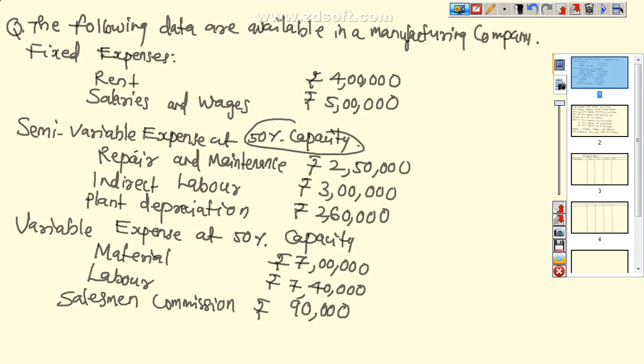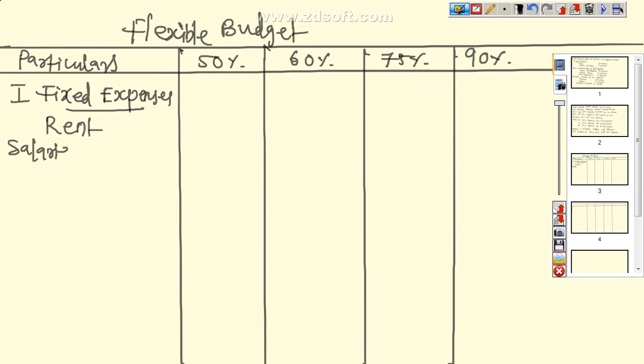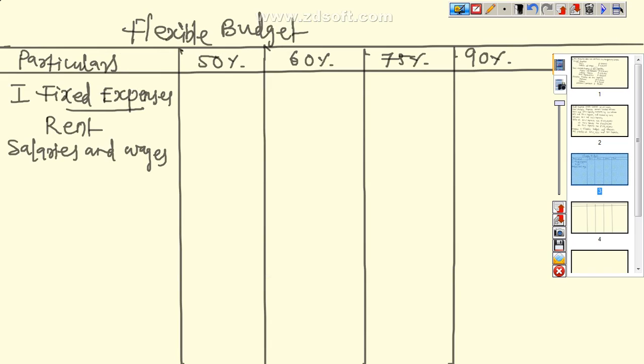Now the information is given for fixed expenses. So fixed expenses, rent and salaries are given. So first heading we have to write it here, fixed expenses. Under fixed expenses there are two items given. First one rent, second one salaries and wages. So the amount of rent is equal to 4 lakh and the amount of salary and wages is equal to 5 lakh. So we write it here 4 lakh. Here we write 5 lakh.